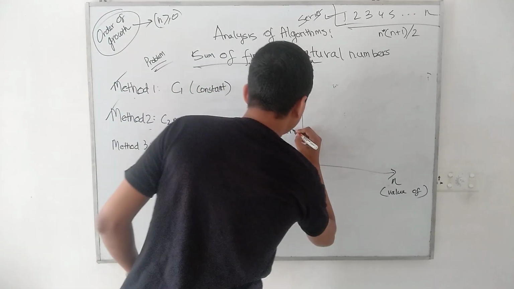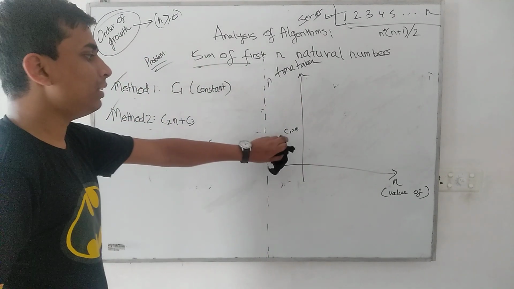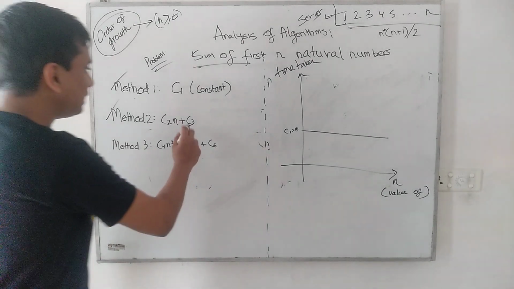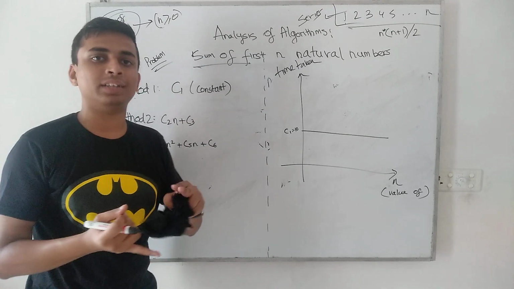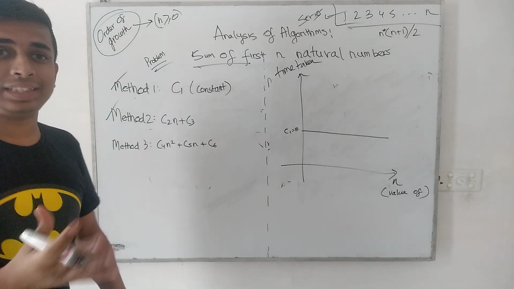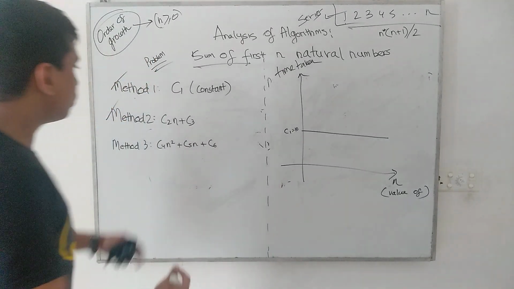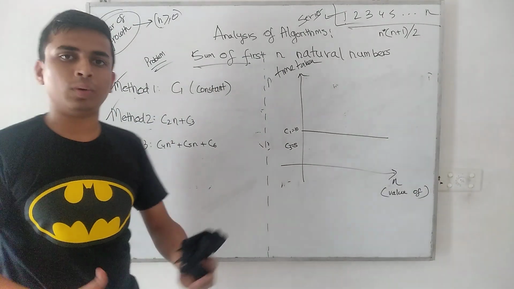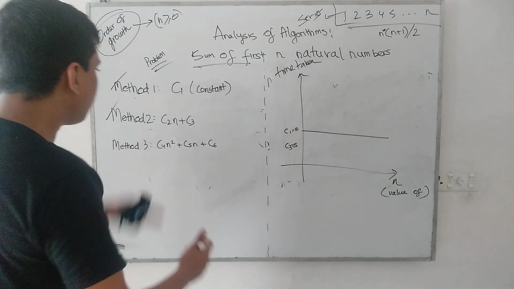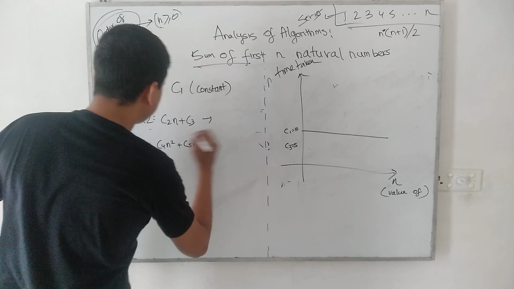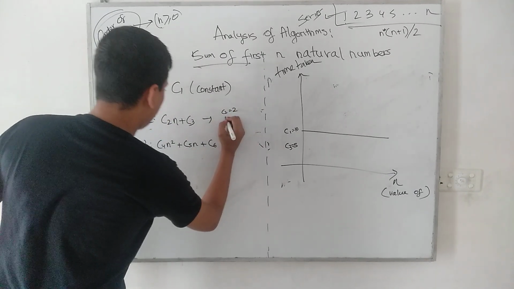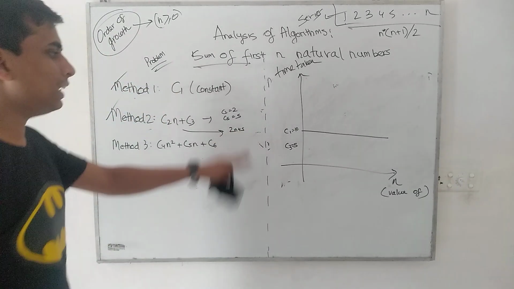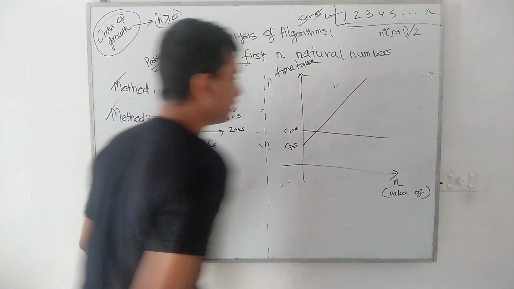So suppose C1 is being run on a slower computer, so it is taking a constant time of 10 milliseconds. For method 1, it would always remain a constant value. And suppose method 2 is run on a much faster computer and is coded using C. Since you know that C is a much faster language than Python, C3 has a value of 5, which is much lower than the value of C1, since it is a faster computer. And let's suppose C2 has a value of 2. So our function now becomes 2N plus 5. Since it's a linear function, it would be starting from here, and suppose this is our function.